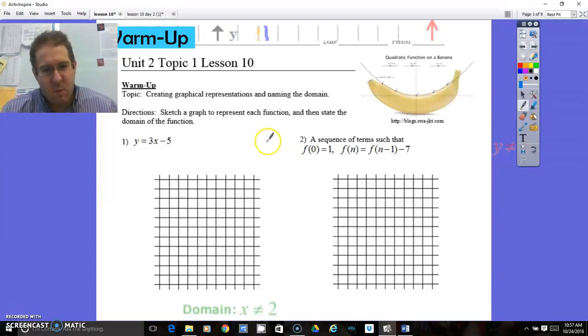All right, hey, this is lesson 10 of Unit 2 Topic 1, and this is day 1. I'm going to split this up into 2 different days, and lesson 10 is basically a review of everything we've done in this entire topic, talking about key features of graphs. And we've really looked at 2 types of functions. We've looked at linears versus exponentials.